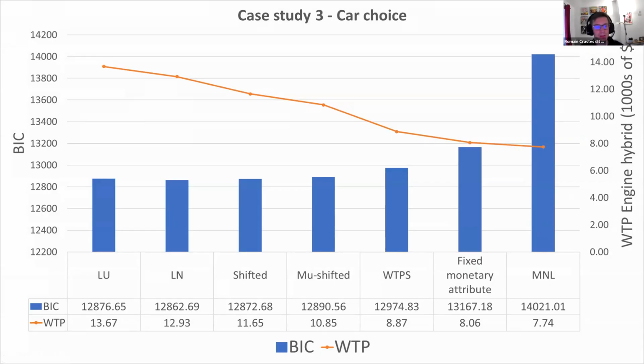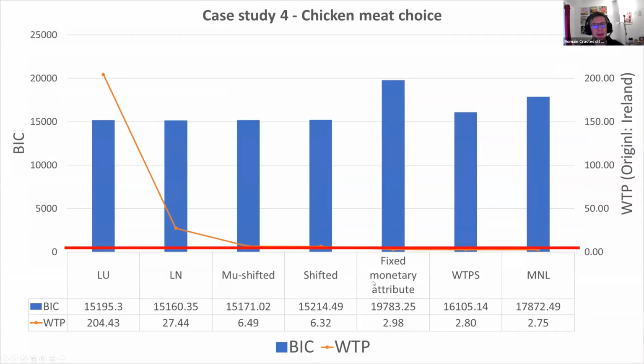We observe very small differences when it comes to the car choice, but again, we find the same trend. The mu shifting model and the kappa shifted model yield much lower willingness to pay estimates than the log uniform and the log normal, while at the same time having a similar fit and a better fit than the willingness to pay space approach.